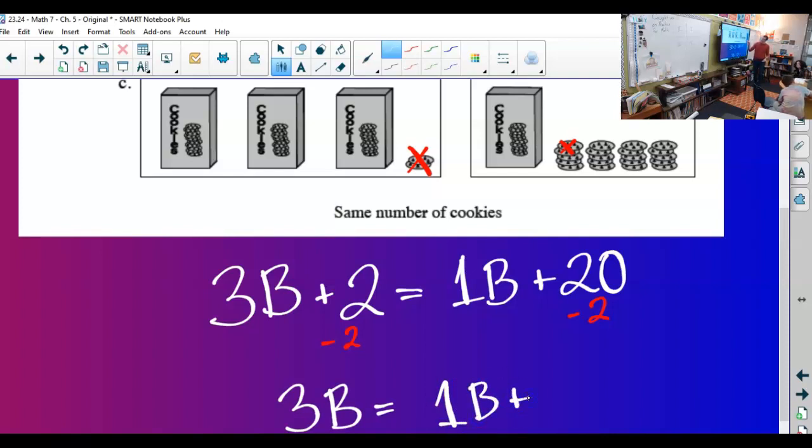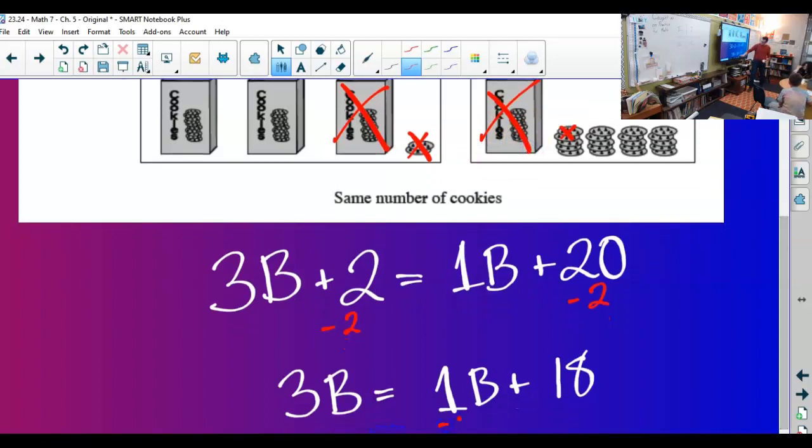So now my right side has a box and 18 leftover cookies. Ashley, what could I take away now from both rectangles? Yeah, I could take a box away from both rectangles. So if I take a box away, that's like minus 1b.